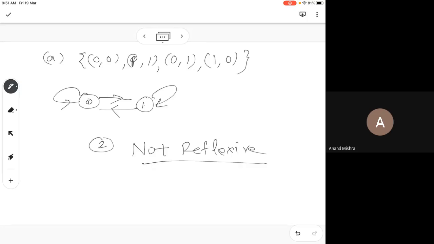So if you remember the condition for reflexive, what is the condition? The condition was for all A, A is related to A. This should be true for all A. No condition, no if, no but. This should be true for all A, but this is not true. Others also, I guess you can definitely verify. If anyone has any doubt about other options, then we can also try them.